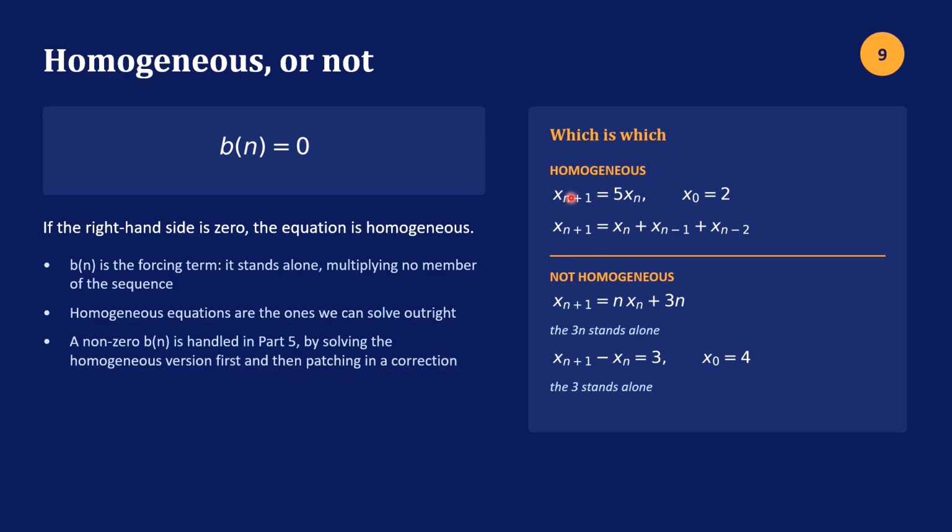So I have some examples here. We can move this 5x sub n to the left, and we get a 0. So this is homogeneous, and we can move all these three terms to the left by subtracting them, and then we have a 0 here. We can move nx sub n to the left, but then you're still left with this 3n. It's not multiplied times any member of the sequence, so this would make the difference equation non-homogeneous. Same problem here, you have a 3 on the right, and all the other terms involving the x are on the left, so this is non-homogeneous also.